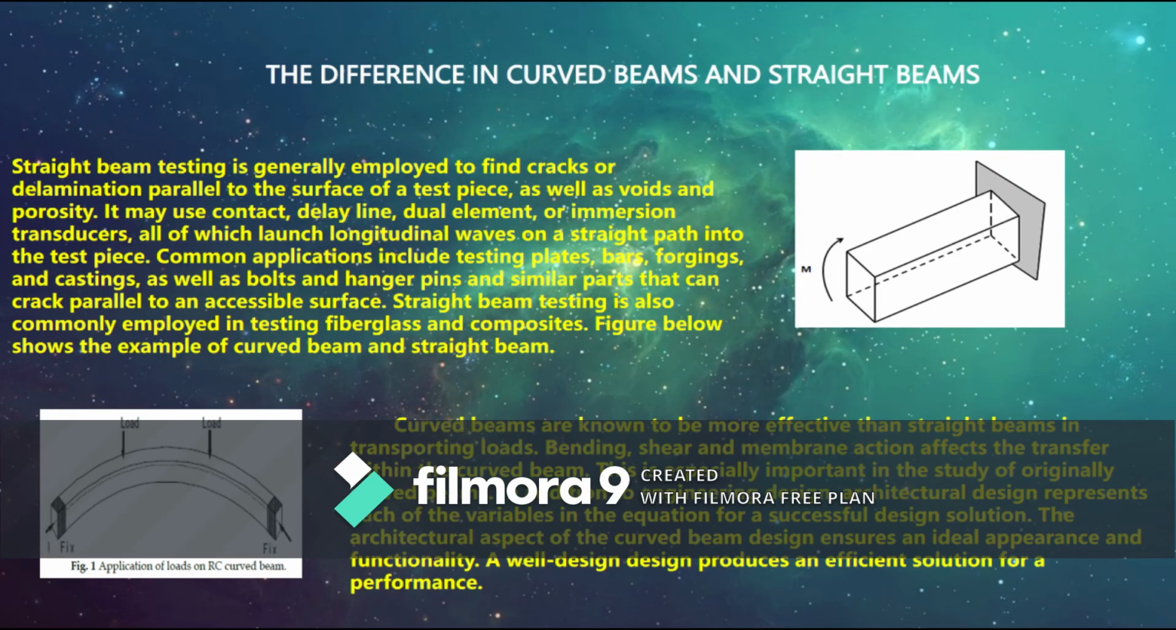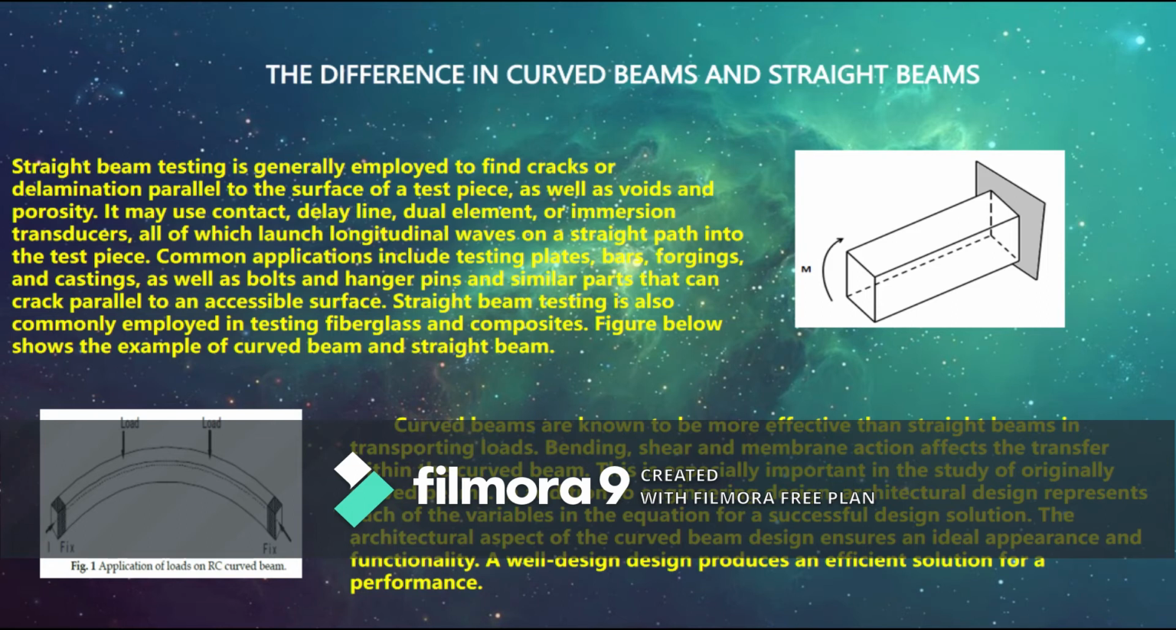The difference between curved beams and straight beams. Straight beam testing is generally employed to find cracks or delamination parallel to the surface of a test piece, as well as voids and porosity. It may use contact, delay line, dual element, or immersion transducers, all of which launch longitudinal waves on a straight path into the test piece.